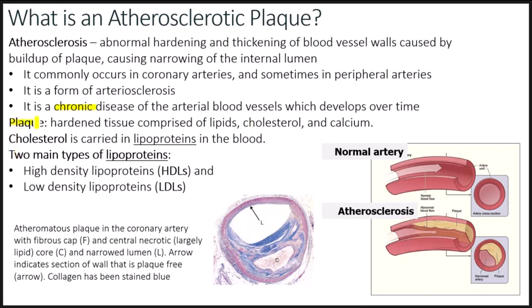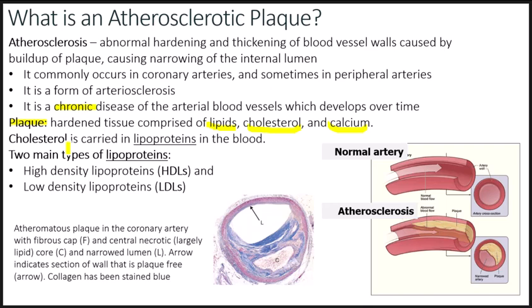So this plaque that I spoke of, this is a hardened tissue, and it's comprised of three main components: lipids, cholesterol, so these are both fats, and calcium. Now, we're going to talk about the cholesterol component in more detail on this slide and the next slide. Cholesterol, which is in our body, is carried by this, we can say, vehicle that's called a lipoprotein within the blood. Why is it carried in a vehicle?